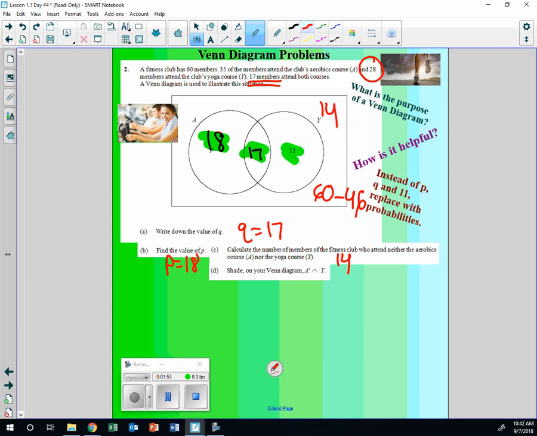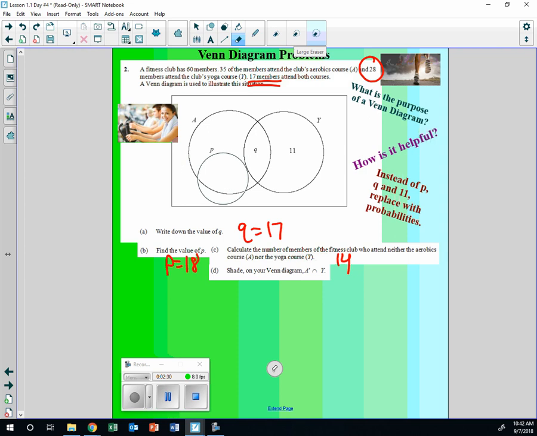So now, do all of these numbers, 14, 11, 17, 18, add up to 60? Yeah, so we're good there. Just a quick little comment before we do the shading. If you are asked to do a probability, no problem. Once you've found these numbers, to make it a probability, how many total are there? 60. So you would just divide these by 60, and now they're going to be probabilities.